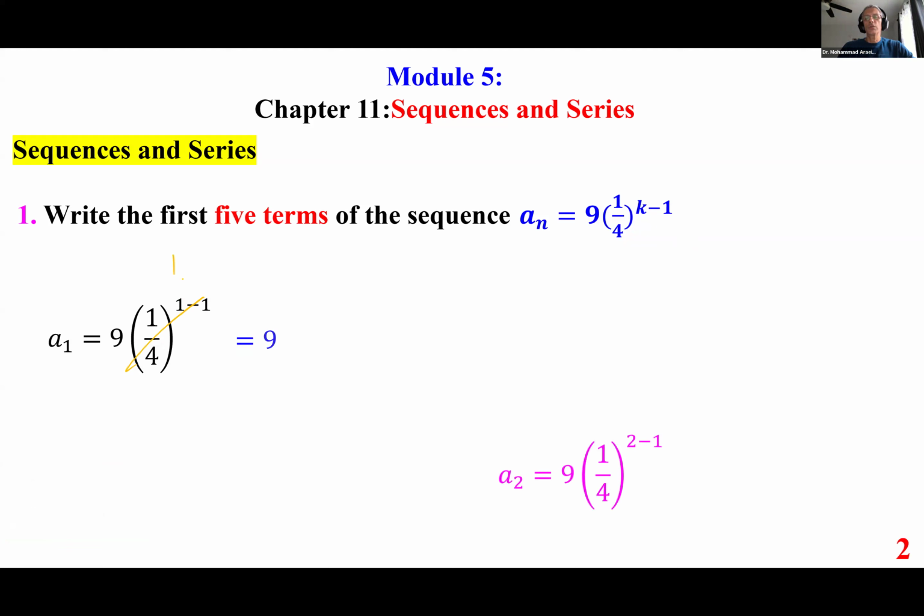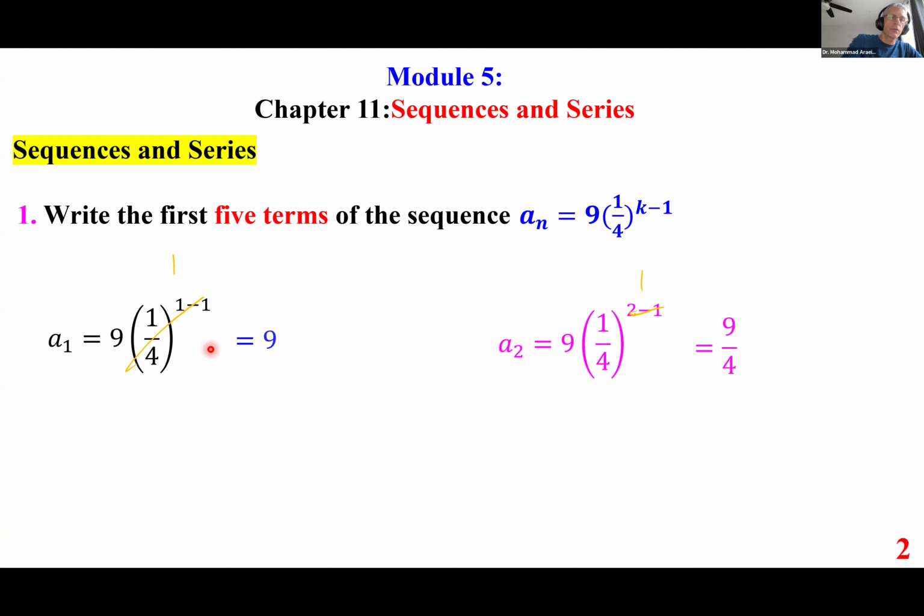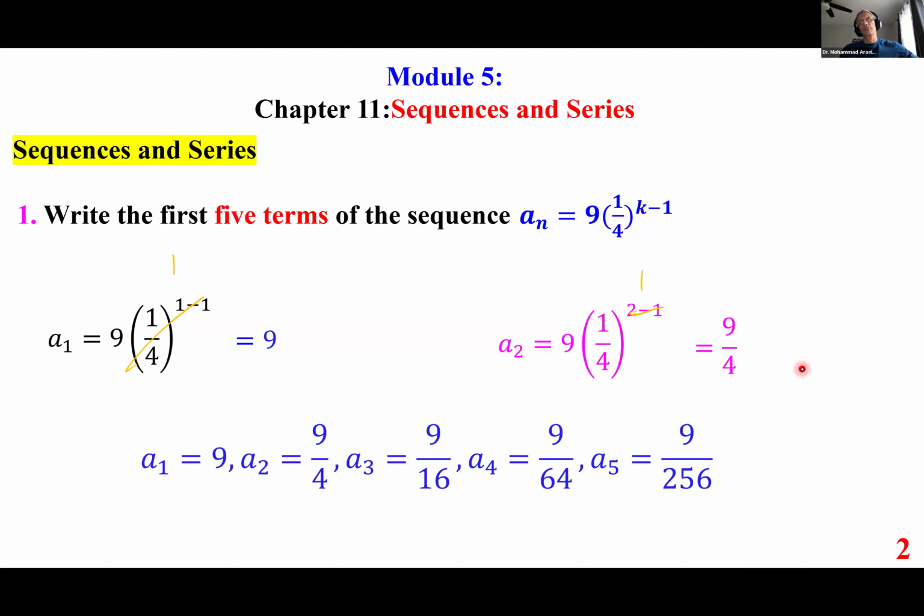Replace the k with 2. This is 1. 1/4 to the power of 1 is 1/4 times 9 is 9/4. Basically you're multiplying 9 by 1/4, and then 9/4 by 1/4: 9 over 16, 9 over 64. As long as you can show work for the first couple of terms, you should be able to finish the rest.